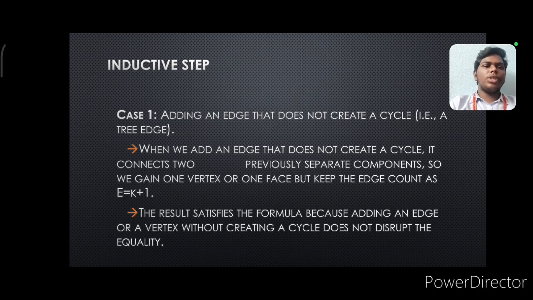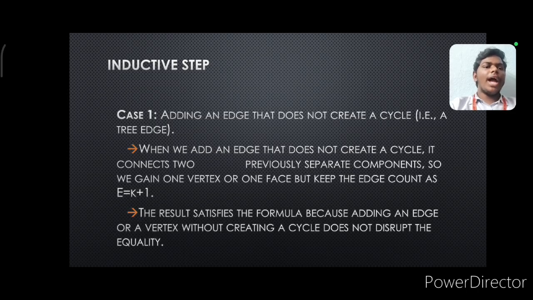Inductive step, Case 1. Adding an edge that does not create a cycle, that is a tree edge. So we have to add an edge, and that edge does not create a cycle. When we add an edge that does not create a cycle, it connects two previously separate components. So we gain one vertex or one face, but keep the edge count as E equal to k plus 1.